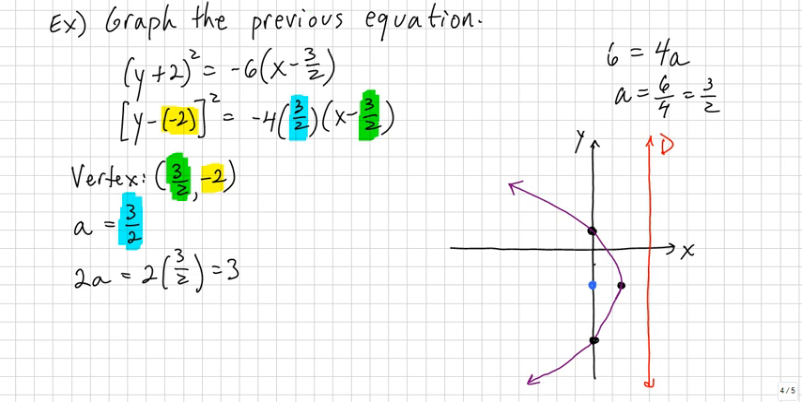This line segment right here is not really part of the parabola, but it helps us graph it, and it has a name. This distance right here is 2a, and this right here is 2a. That line segment is called the latus rectum. It's not actually part of the parabola. It's a line segment that passes through the focus, and it's parallel to the directrix.